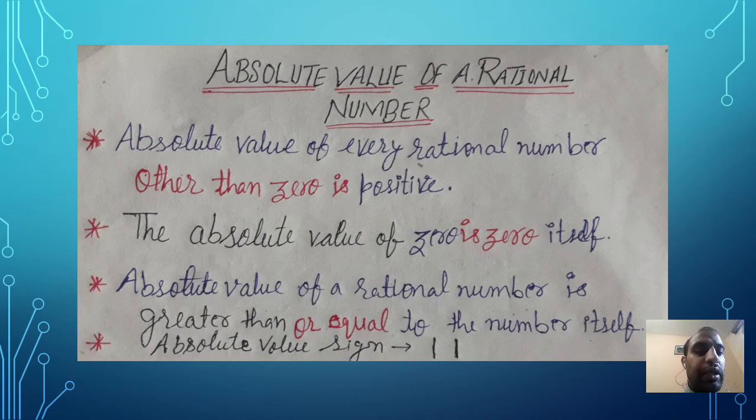Last is the absolute value sign. The sign of absolute value looks like 11, but it is not 11. It is the sign of mod, and we write the number in between these two lines. You studied this part in class 6th in the case of integers. At that time we wrote negative and positive numbers in between these two lines, and the answer is positive. Like we can write -3 inside these two lines, then the answer is +3. This part you studied in class 6th. So now we are going to apply this in the case of rational numbers.